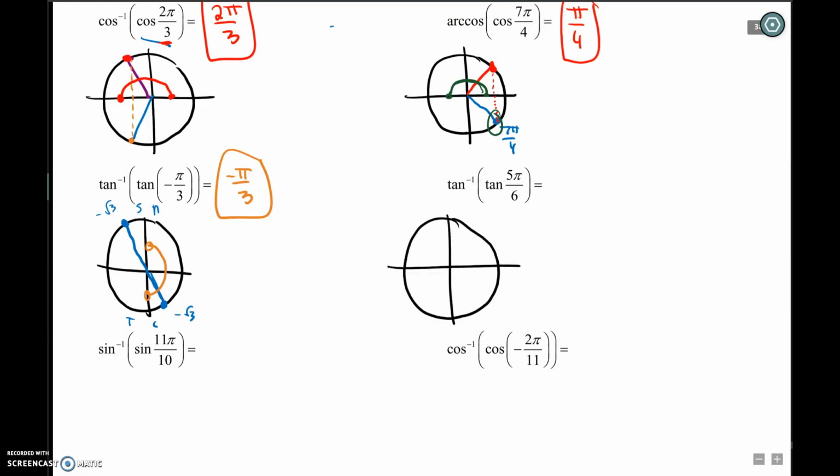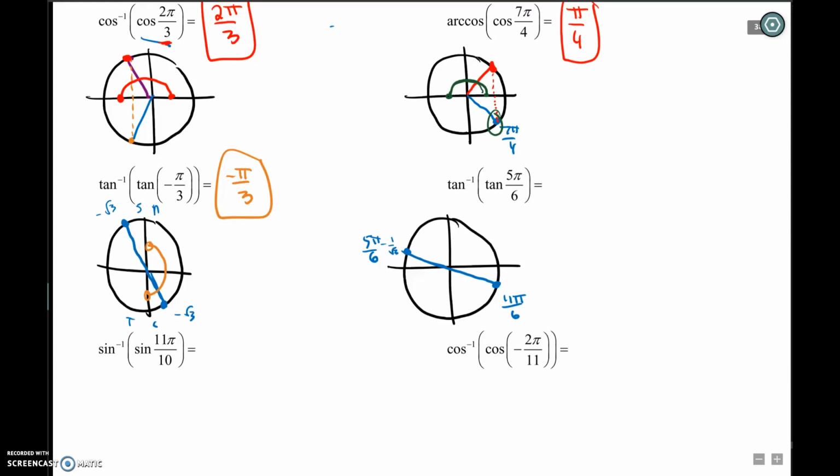5 pi 6, that's right here. It's going to give me a tangent ratio that is, I think, negative 1 over root 3. The other place where you have a negative 1 over root 3 is right there. That is 11 pi 6. So those are my two angles that have that ratio.